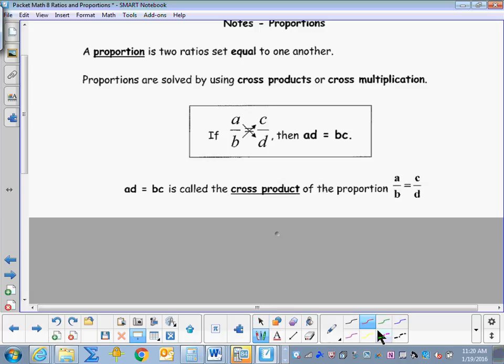So all we're dealing with is a proportion is just two equal fractions. So 1/2 is equal to 5/10. That's a proportion. To check this, we cross multiply. We take 1 times 10, which is 10. Is that equal to 2 times 5, which is 10? Yes. So all we're doing, a proportion is just equivalent fractions.